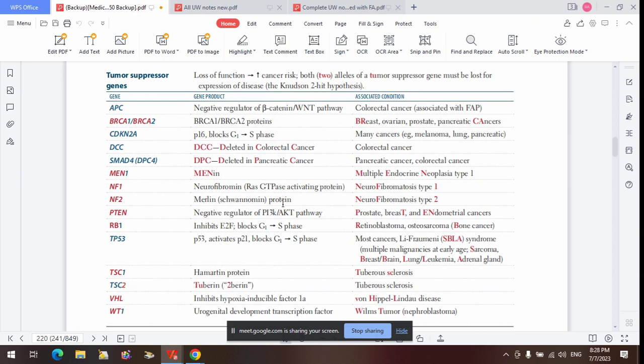So it makes sense for us to now say that when there's a deletion of NF1 and there's nothing to inactivate this GTPase, it means that GTP will be free to combine with RAS and to become excessively stimulated.